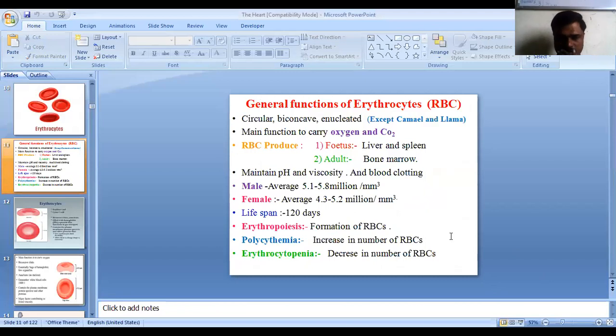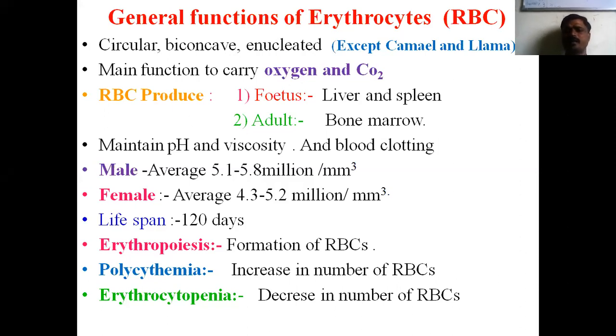Main function is to carry oxygen and carbon dioxide. You know very well that it contains the hemoglobin pigment. So RBCs are produced in the liver and spleen in the fetal condition, and in the adult it is produced in the bone marrow. Main function of the RBC is that it maintains the viscosity of blood and blood clotting.